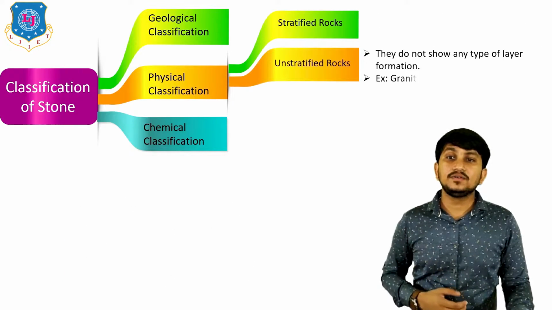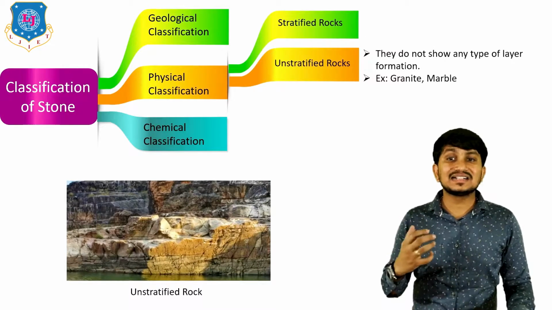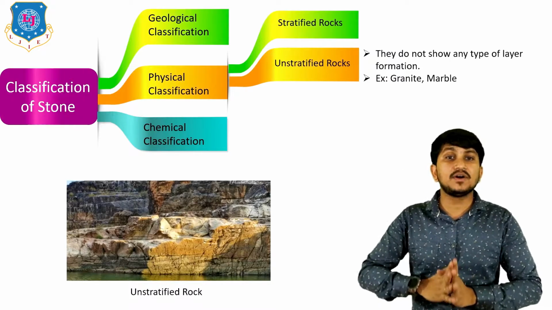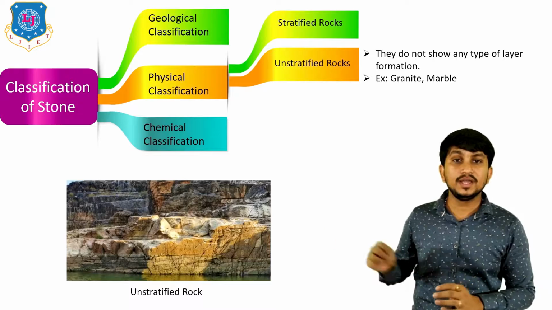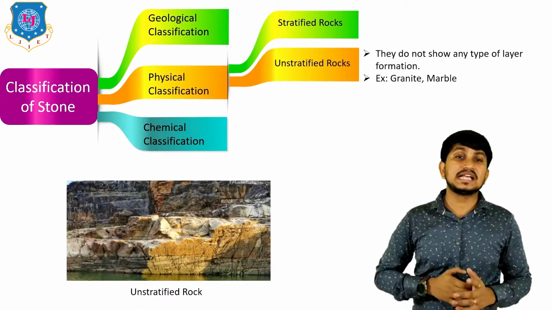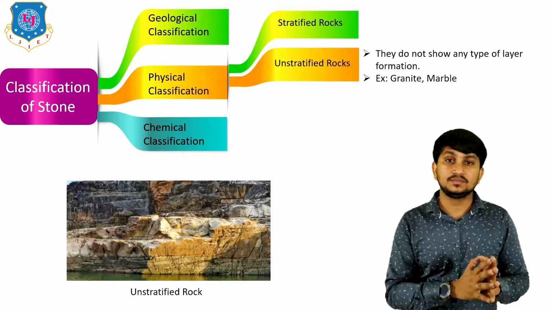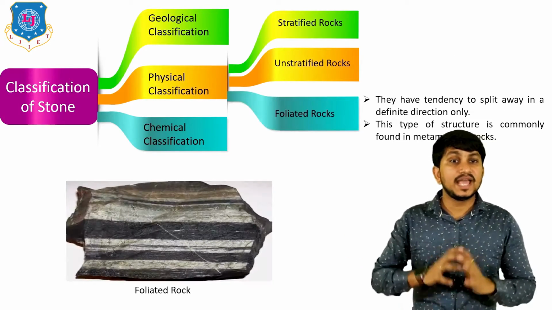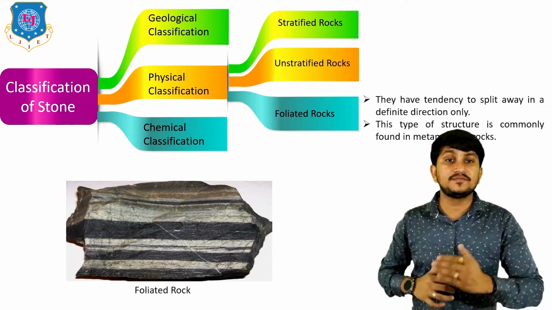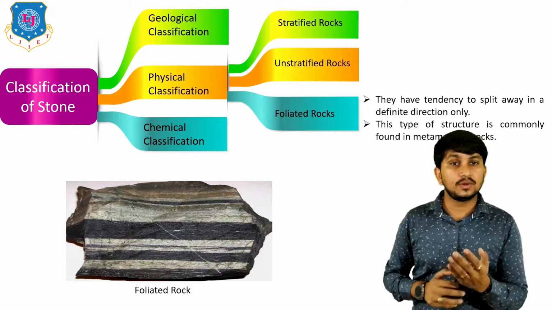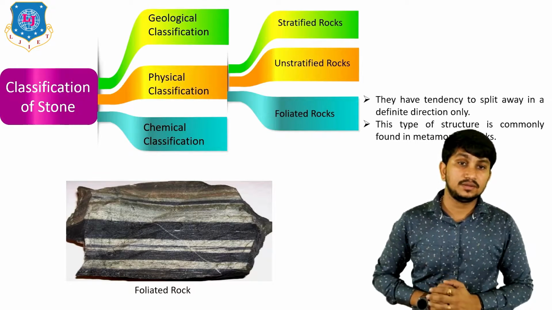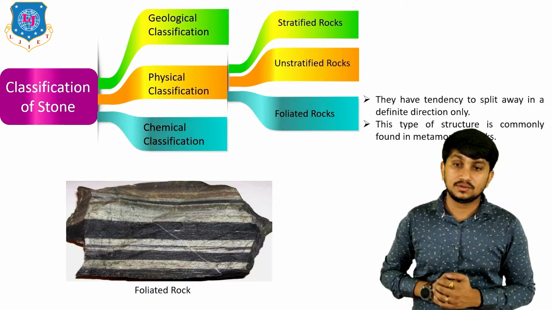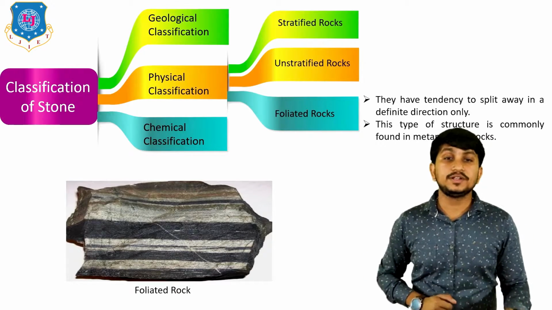Second type of rocks based on physical classification is unstratified rocks. They do not show any type of layer formation like this. The examples of unstratified rocks are granite or marble. And the third type is foliated rocks. They have a tendency to split away in a definite direction only. So you can cut in a definite direction only. This type of structure is commonly found in metamorphic rocks. This is the example of foliated rocks.